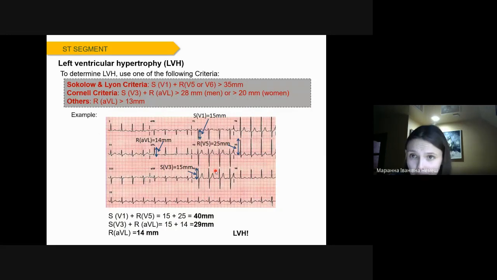Okay, left ventricular hypertrophy is determined by the Sokolow-Lyon criteria, when the S wave in V1 plus the R wave in leads V5 or V6 is more than 35. And by the Cornell criteria, when S in V3 and R in aVL is more than 28 millimeters. So you should measure the size of S and R: if it is more than 28 millimeters for a man or 20 millimeters for a woman, we could make the diagnosis of left ventricular hypertrophy.